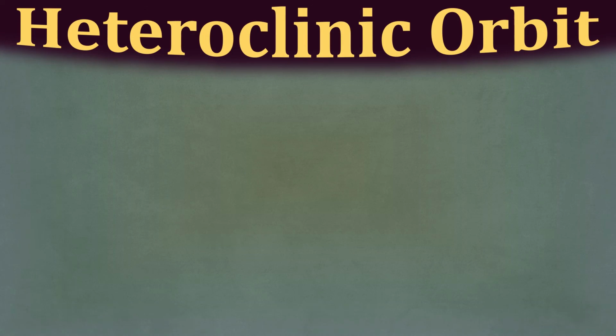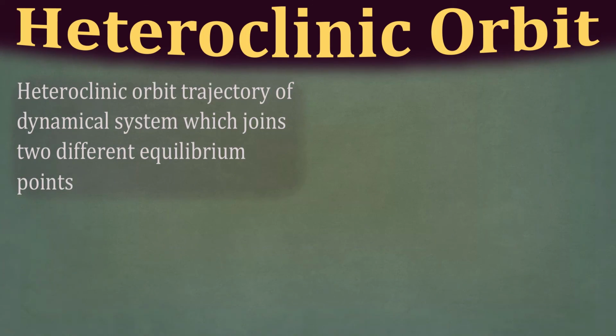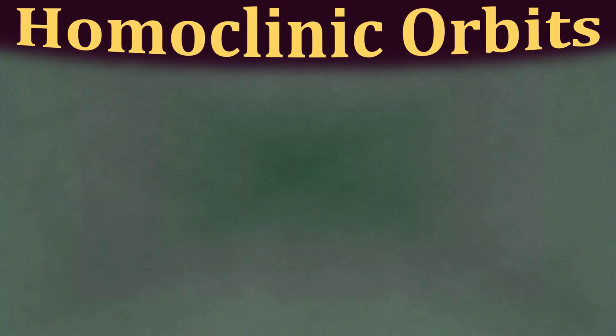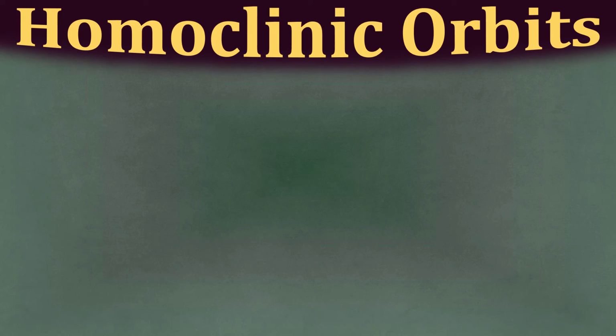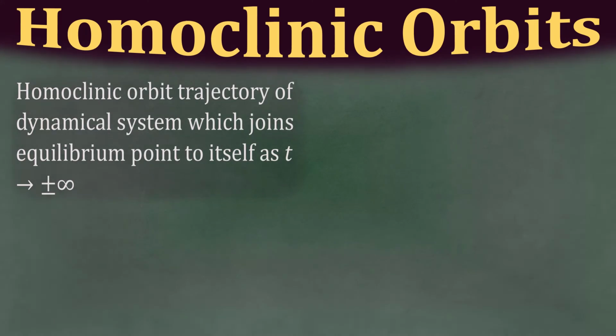Next, let's define a heteroclinic orbit. A heteroclinic orbit is a trajectory of a dynamical system which joins two different equilibrium points. Then, let's define a homoclinic orbit. A homoclinic orbit is a trajectory of a dynamical system which joins a saddle equilibrium to itself as t tends to plus or minus infinity.